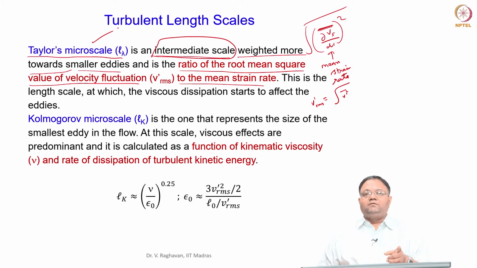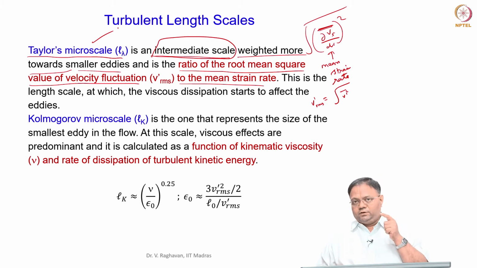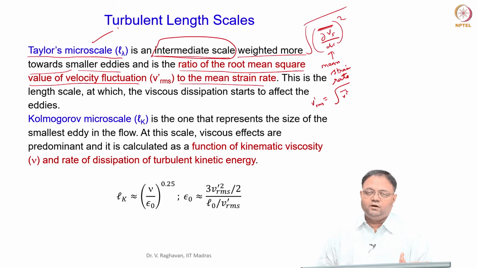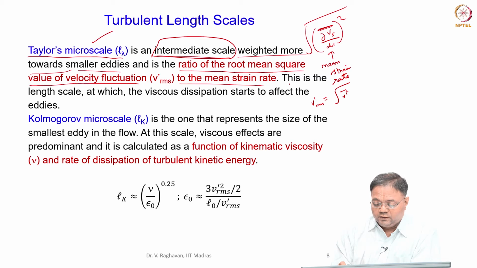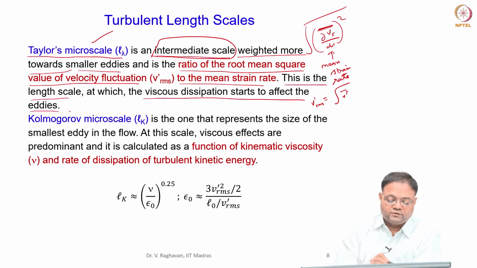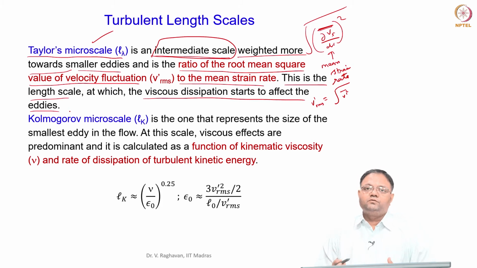So again, please see that when I define the Taylor's the turbulent length scales, like the integral scale L naught or L lambda or L k, we will use only the turbulent quantities like V RMS or correlations between two fluctuating quantities and so on. Okay, so this is the length scale at which the viscous dissipation starts to affect the eddies. That means that there is an energy dissipation away from the smaller eddies.